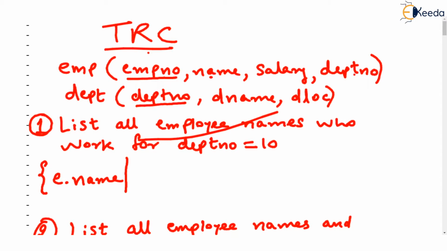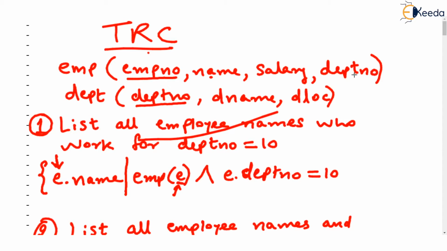Now remember, after this vertical bar you have to describe what this e is, and you know that e is a tuple variable and it will range over the employee relation. So what this e is going to do is go to the first tuple of EMP, then the second tuple, then the third tuple, and so on, till all tuples are inspected by this tuple variable e. Also, we have to say that on this e there is a condition: e dot deptno, that's the field, should be equal to 10.